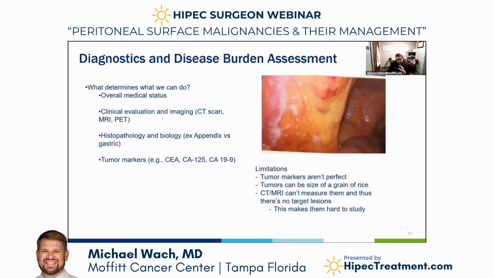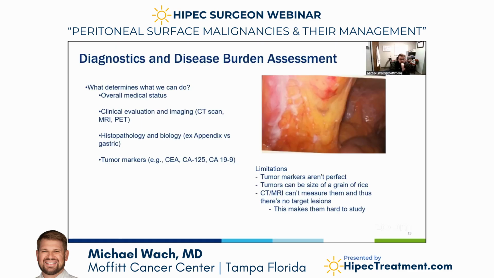Now, I want to give a disclaimer about all of this, which is that it's not perfect. Peritoneal disease can be the size of a grain of rice. And when the tumors are that small, even if there's a lot of them, sometimes we can't see them on the scan. And so that consequently tricks us in terms of diagnosis and who's going to be eligible.